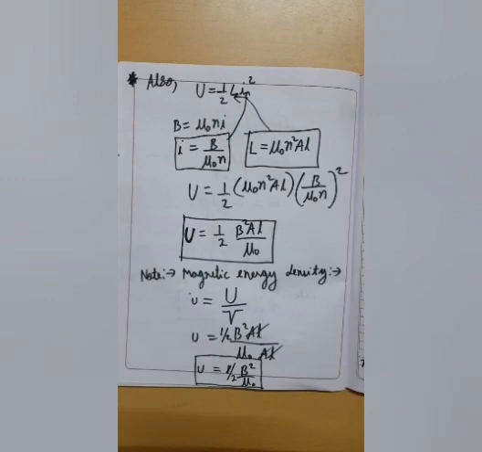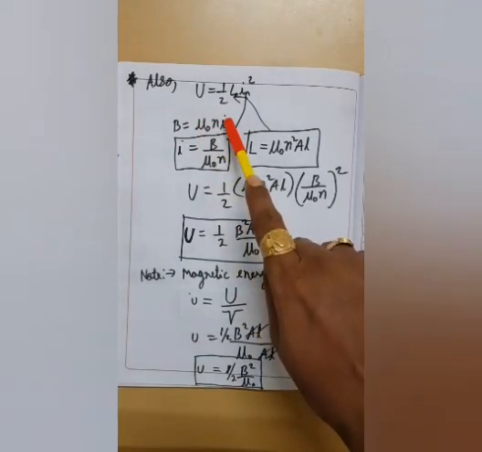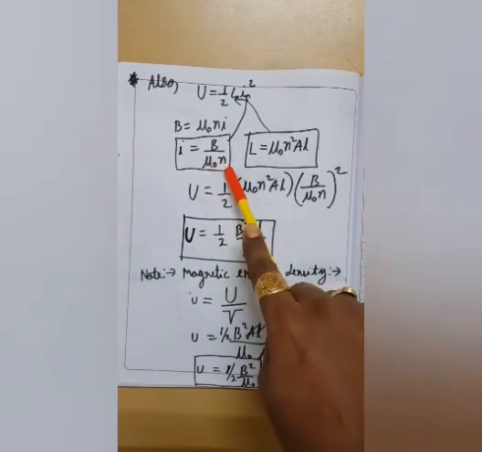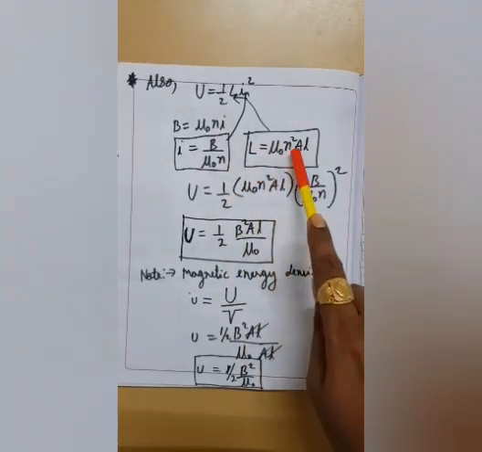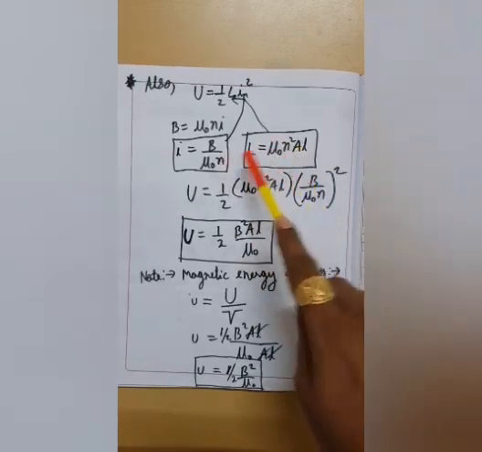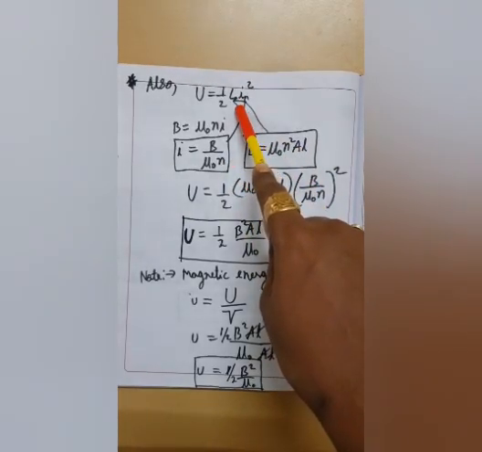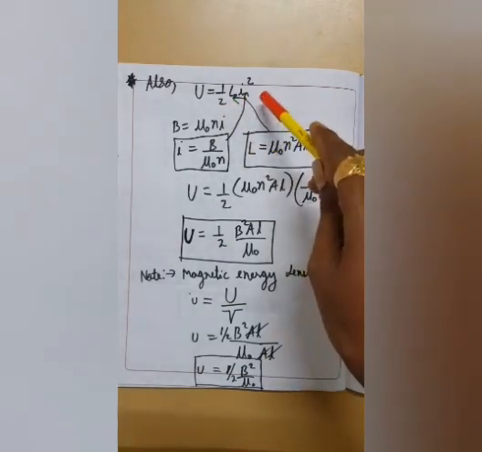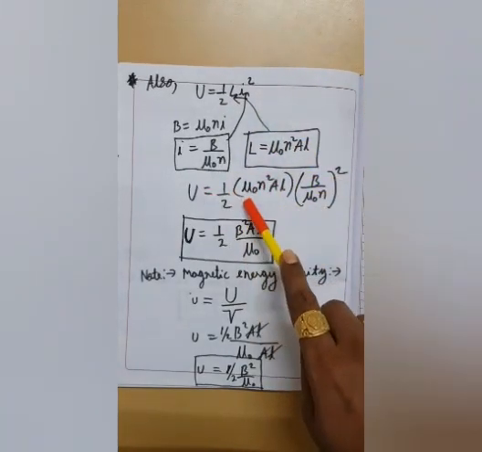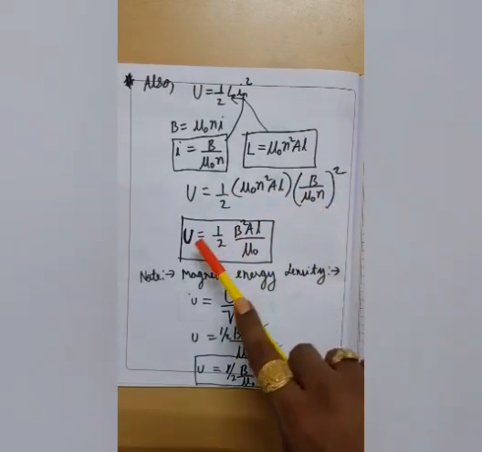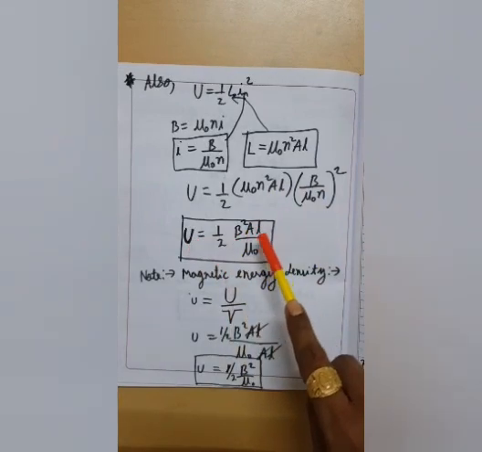Also, since B is equal to mu naught n i, if we put I as the subject, it becomes B upon mu naught n, and L is equal to mu naught n square A l, which we have derived earlier. These two values we will put in the expression that we have derived for energy stored in an inductor. So U becomes half, then this is the value for L and this is the value for I. The final expression becomes U is equal to half B square A l by mu naught.